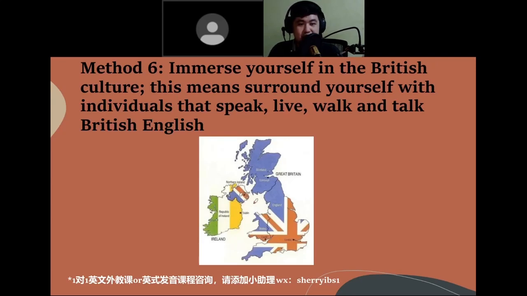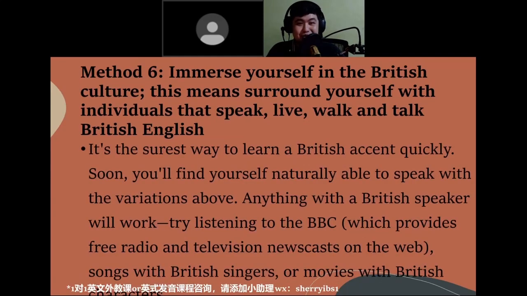The thing that you always have to remember is consistency, and you have to do the work, because how would you expect results if you're not doing the work and if you're not practicing, right? Okay, so method 6, immerse yourself in the British culture. This means surround yourself with individuals that speak, live, and walk and talk in British accents or British English. It's the surest way to learn a British accent quickly. Soon you'll find yourself naturally able to speak with the variations above.